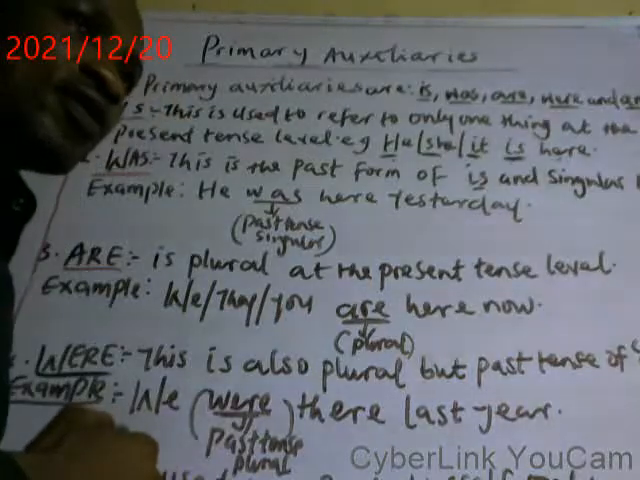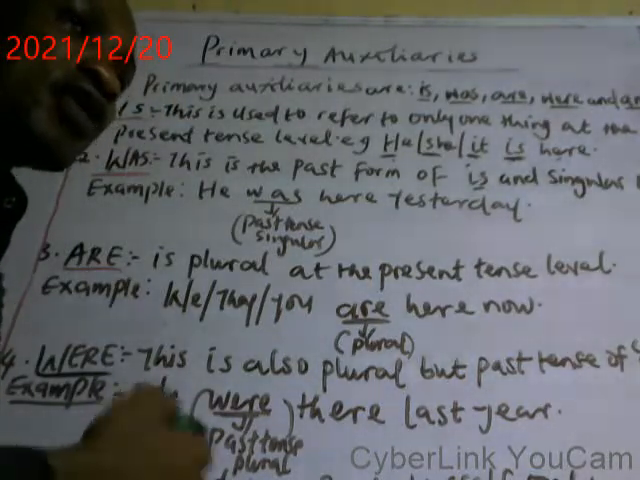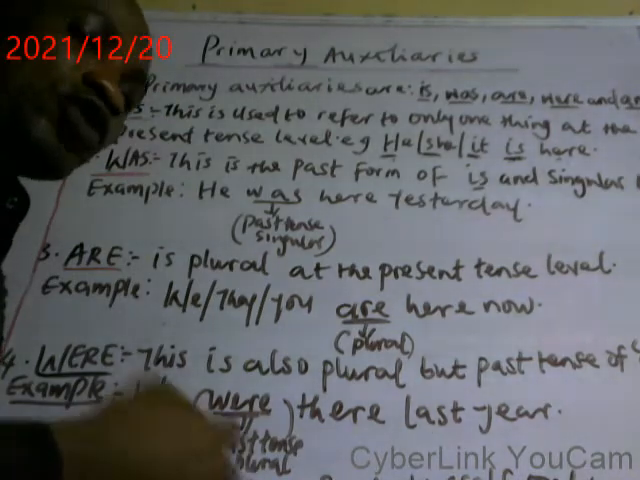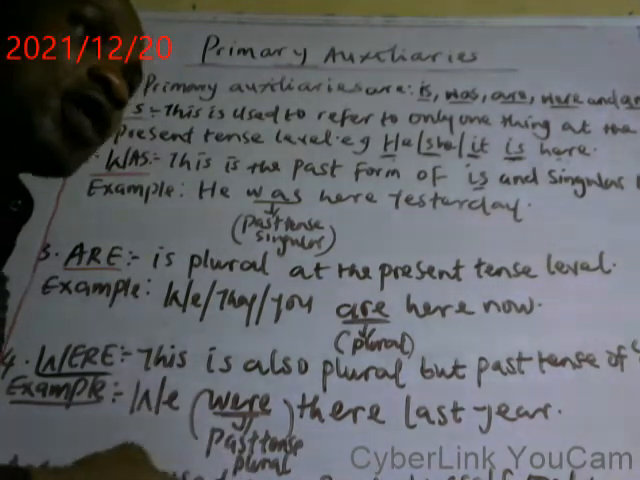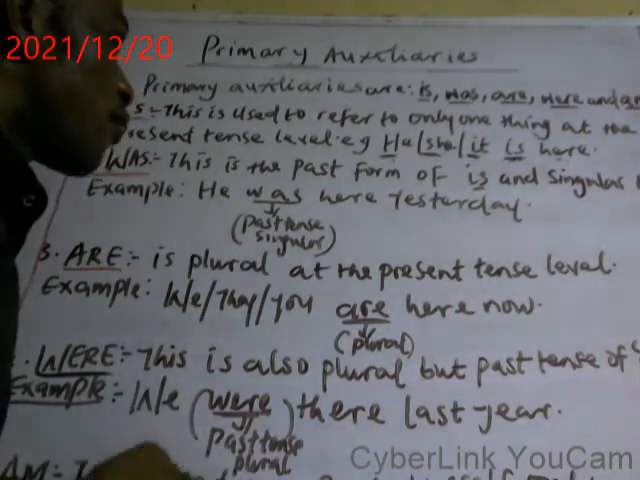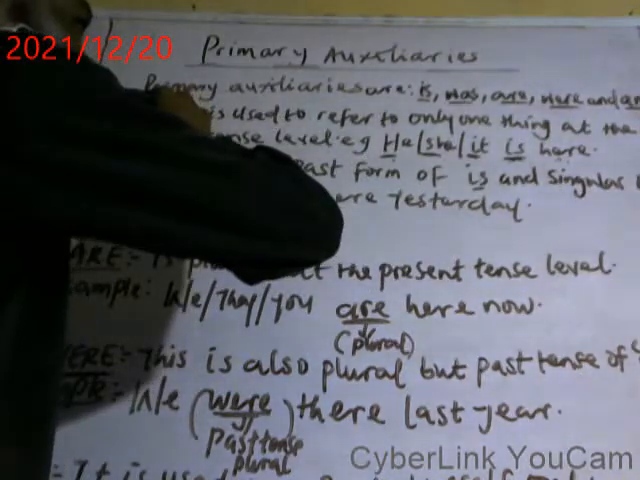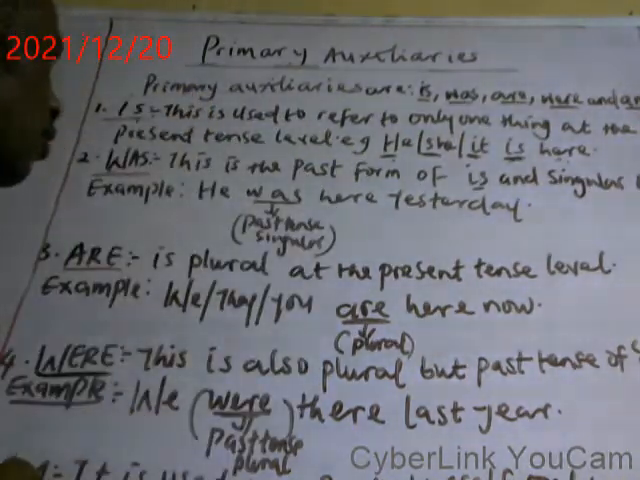You get it now? So, when you have a singular subject and you want to use a primary auxiliary verb, the right primary auxiliary verb for you to use is what? Is. Okay? Now, let's move on from there.